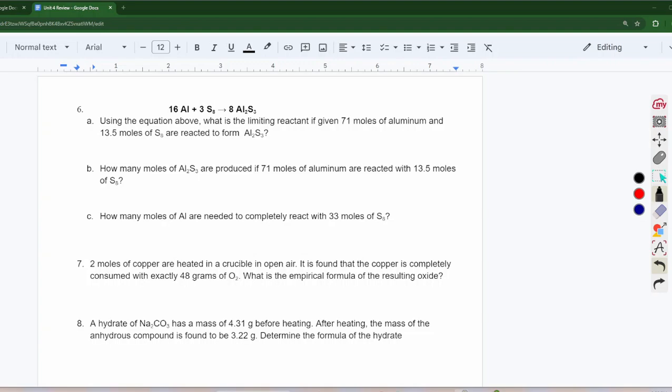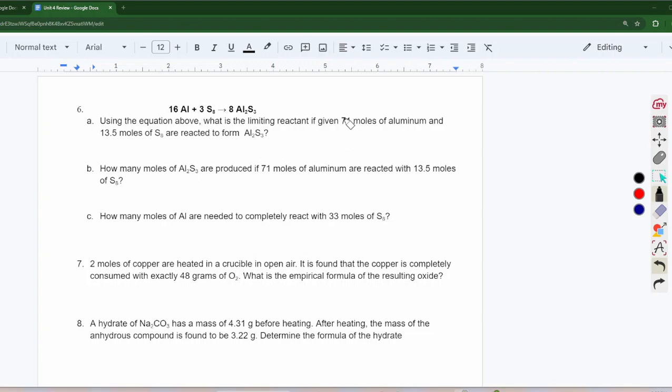All right, this next one is a good example of why I want us to learn limiting reactant the exact way that I taught you, because we're going to divide by coefficients here without actually running, quote unquote, running the reaction. So the first one says, using the equation above, what is the limiting reactant if given 71 moles of aluminum and 13.5 moles of S8?